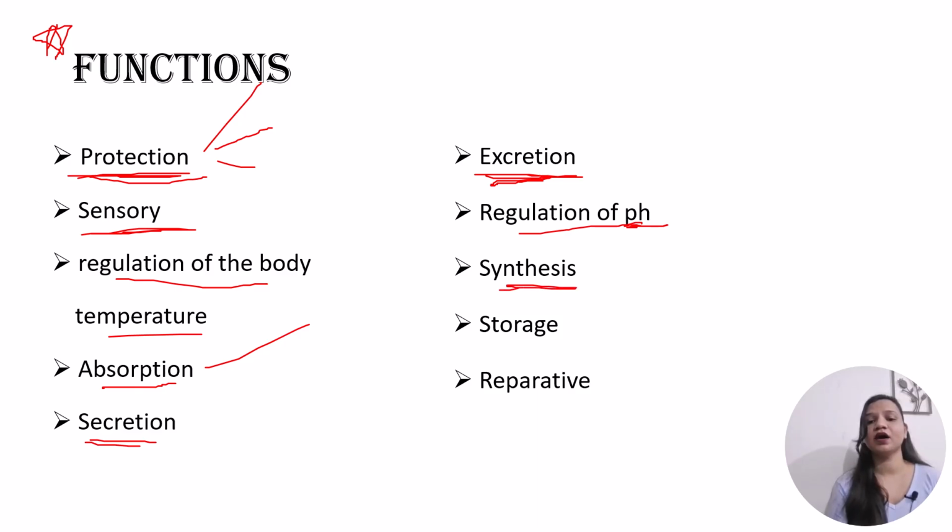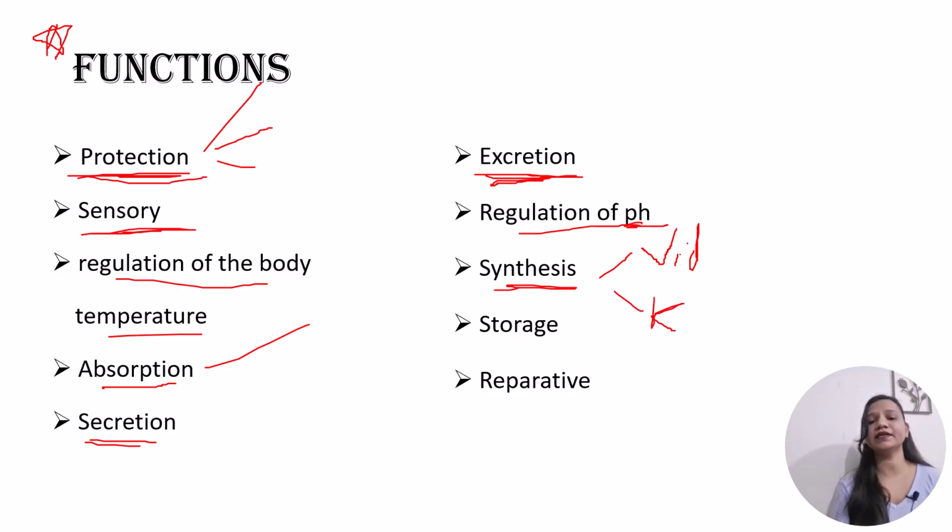Next is synthesis. The skin helps in the synthesis of vitamin D, which is essential for bone health and also plays an important role in calcium regulation. It also helps in the synthesis of keratin, as we discussed in the previous lecture on how keratinization occurs. Keratin is essential for the structure of the skin and provides strength to the skin. So the skin synthesizes vitamin D and also keratin protein.